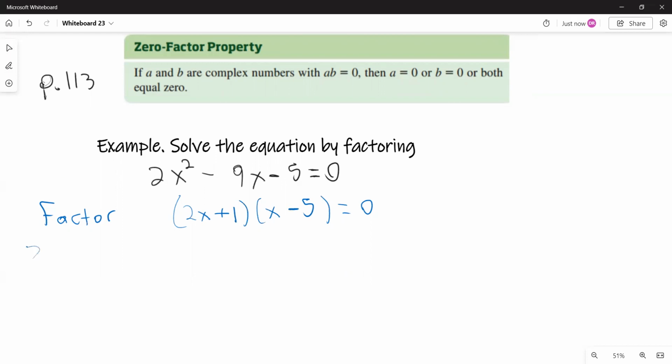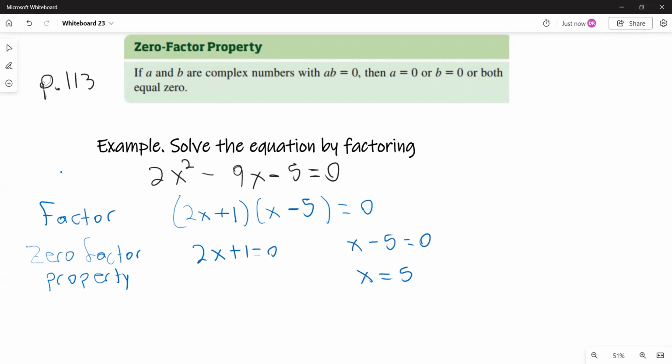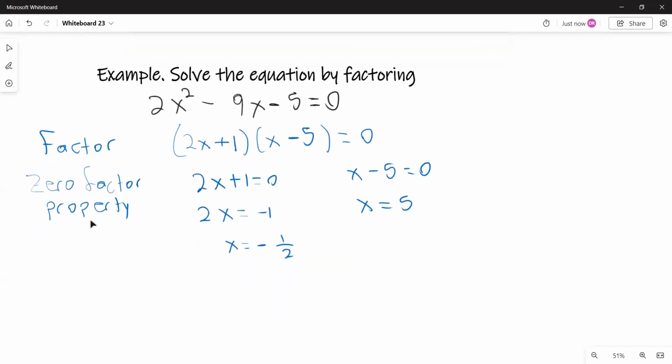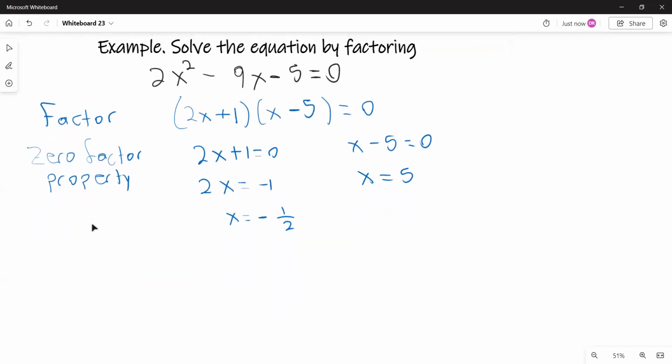And then the zero factor property. Either 2x plus 1 equals 0 or x minus 5 equals 0. So if x minus 5 is equal to 0, x is equal to 5. If 2x plus 1 equals 0, that means 2x is negative 1, and x is negative 1/2. So x equals negative 1/2 and x equals 5 are still equations. The solution set is minus 1/2 and 5.